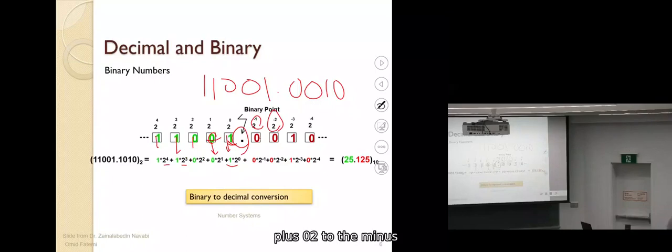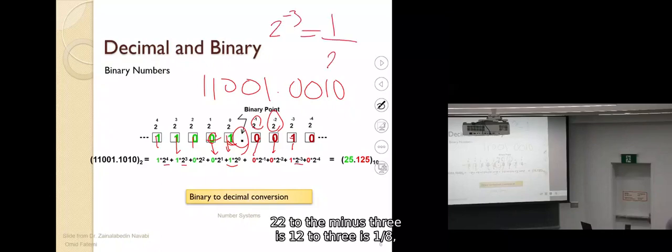Plus 0, 2 to the minus 1. 0, 2 to the minus 2. 0 times anything would be 0. So they are not calculated in our sum. 1, 2 to the minus 3. 2 to the minus 3 is 1 over 2 cubed, which is 1 over 8, which is 0.125.